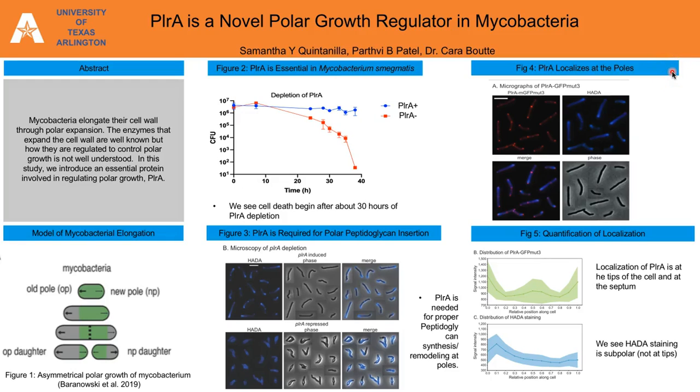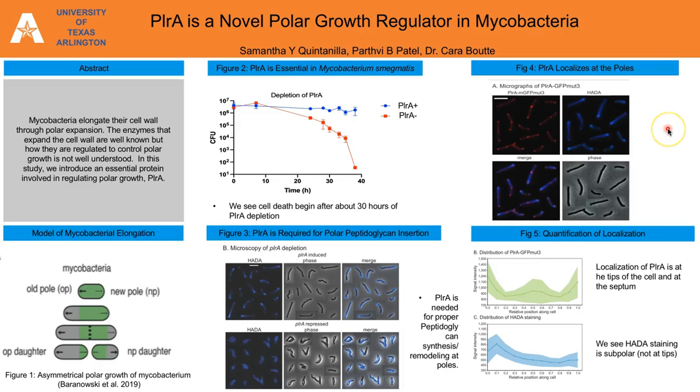For figure 4, here we have PolarA tagged with GFP, and although GFP is usually green, we have switched it to red in order to see localization better with the staining. So we see PolarA localization is at the poles, and it is also a bit at the septum.